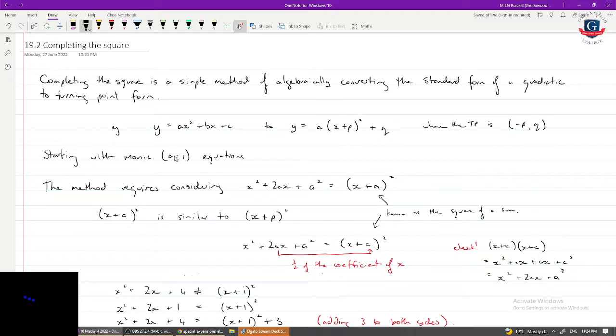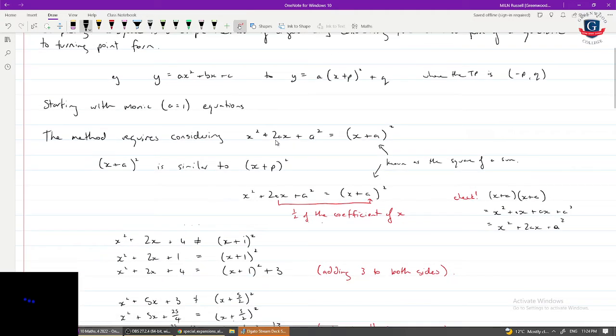We're going to start with monic equations where a equals 1. So one bit of information that's handy is to know the expansion of the square of a sum. So (x + a) all squared always equals x squared plus 2ax plus a squared. And if we look at this backwards, x squared plus 2ax plus a squared, the coefficient of the x term is always half of what's in the bracket. Now we can use that to find equations in turning point form.